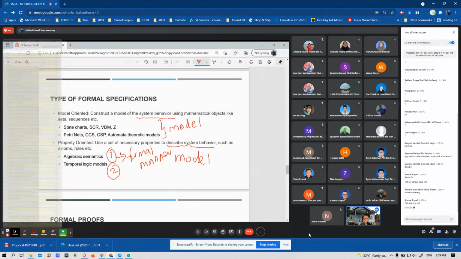Algebraic semantics, basically we go by the mathematical approach. We are not discussing more about the algebraic semantics because this one we have studied in the discrete structure subject. And for this one, algebraic semantics, we also use the abstract data type, ADT. Later we discuss this one, ADT.